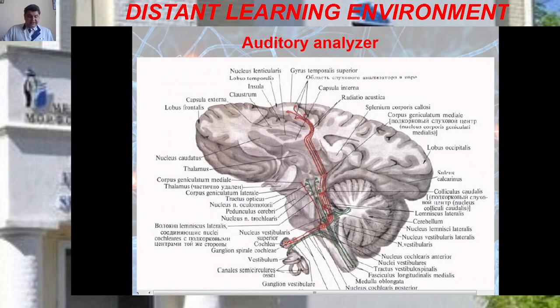Here the vibrations of air in the external ear causing movement of the auditory ossicles in the middle ear, and fluctuation of fluid in the internal ear, are converted into nerve impulses further in the receptor, transmitted along the conductor to the brain cortex and perceived in the form of auditory sensation.